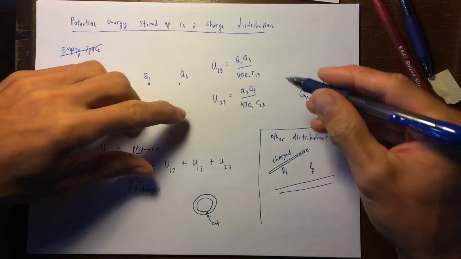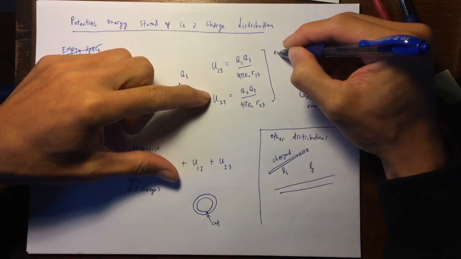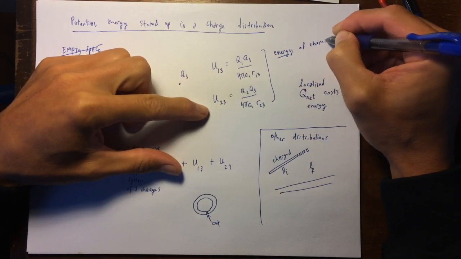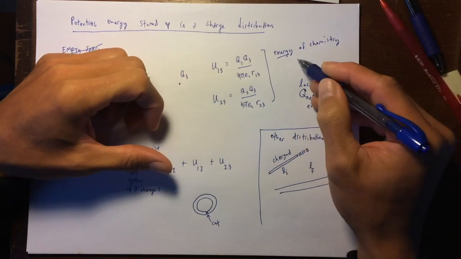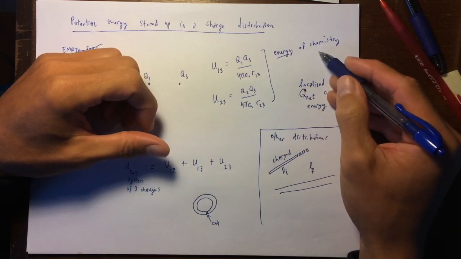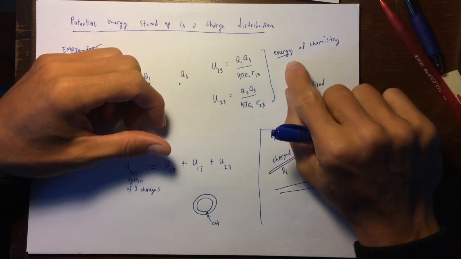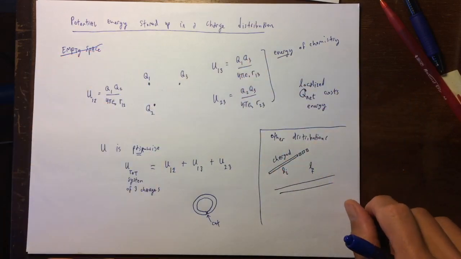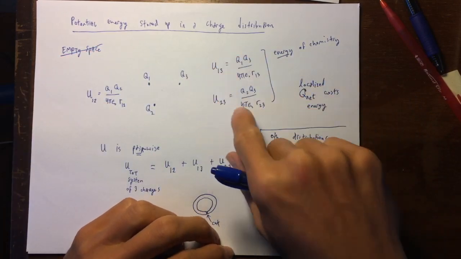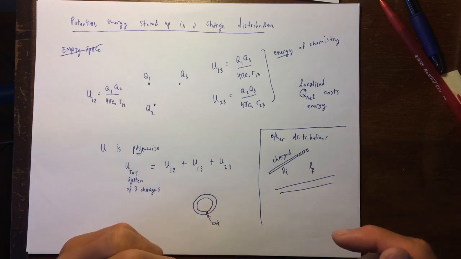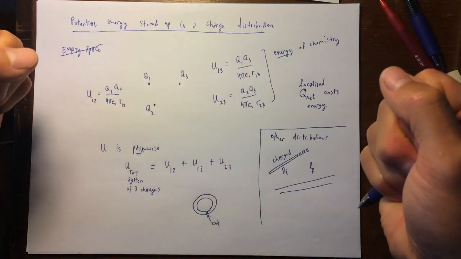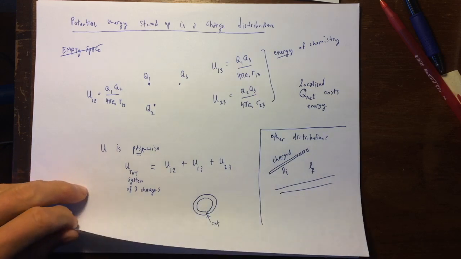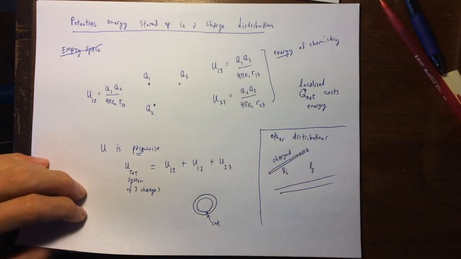In fact, this energy that I'm talking about here is the energy of chemistry. If you have an exothermic reaction or an endothermic reaction, that thermal energy is associated with electric charge getting further from each other or getting closer to each other. I mean, this is part of the story.